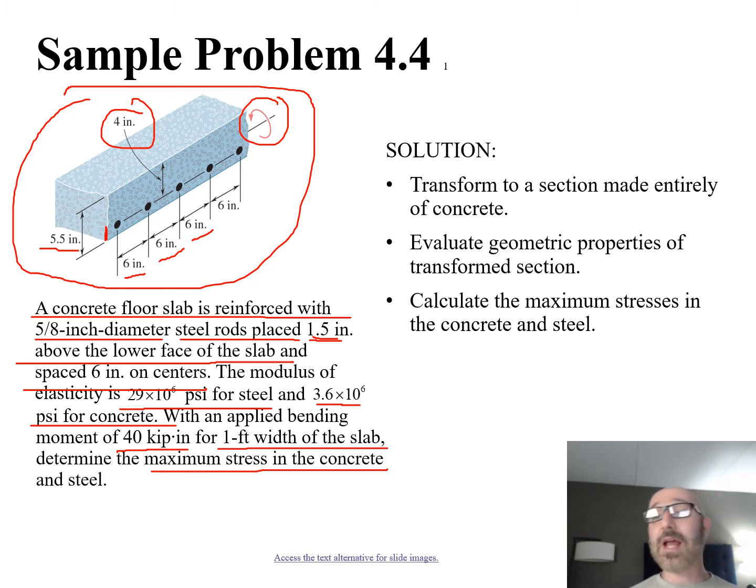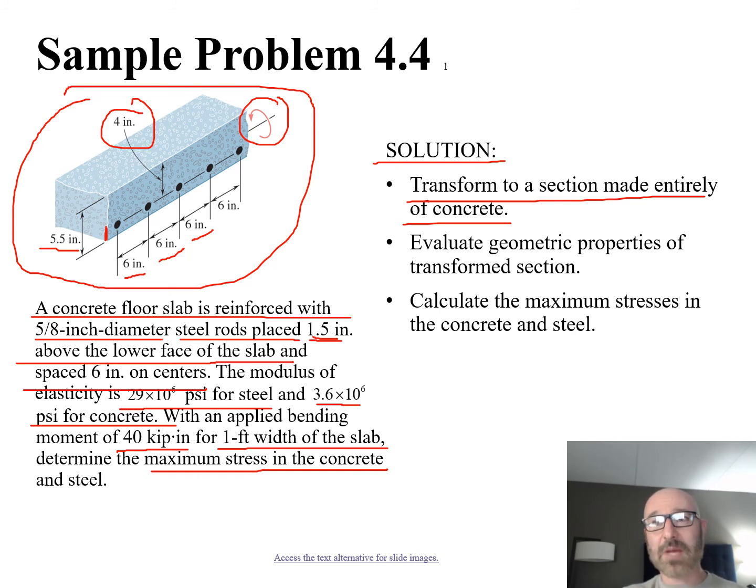From that, our next step is to think this through, and rather than just thinking it through in our mind, what we've been getting the practice of is writing these out for our procedure for analysis. So that's what I've done here for our solution. We want to transform to a section made entirely of concrete, so not concrete and steel, but just all concrete. Find the stress in the concrete, then multiply by that n value to find our stress for the steel. So we already have a plan of attack.